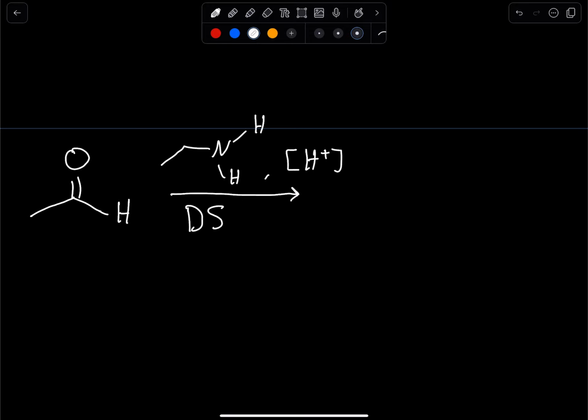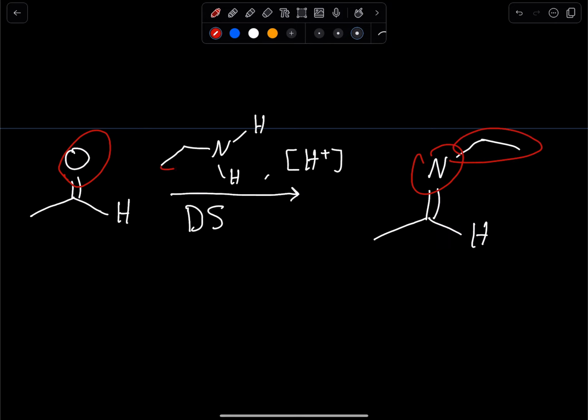Try and predict what the product would be here. So the product here would be simply like that. Another way to draw it, you could say, is probably easier to see it that way. You're essentially taking out the oxygen, replacing it with the nitrogen with the alkyl group attached. Right?